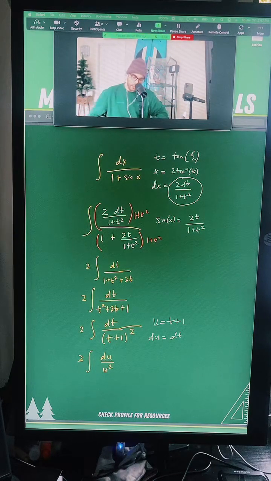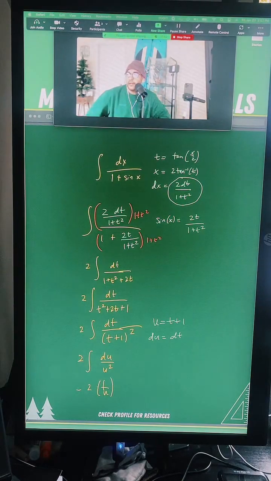Anyway, so now as we integrate, this is going to become negative 2 times 1 over u. This isn't going to be 2 ln of u. So now this is going to be negative 2 over u plus c.